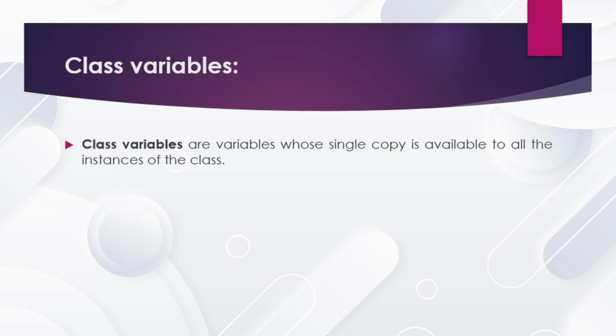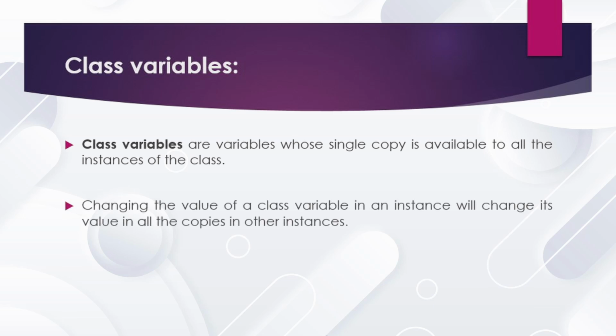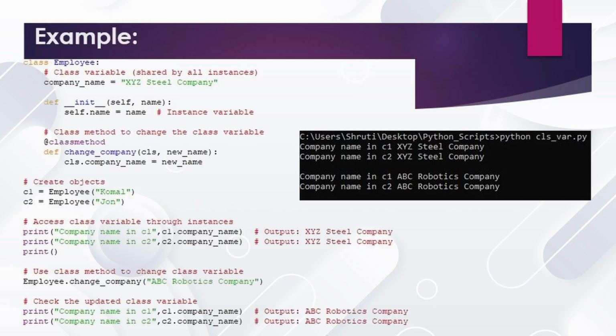Class variables are variables whose single copy is available to all the instances of the class. Changing the value of a class variable in an instance will change its value in all other instances. Let us look at a program to understand class variables. In this program, company name is defined as a class variable, which means it is shared by all instances of the employee class.